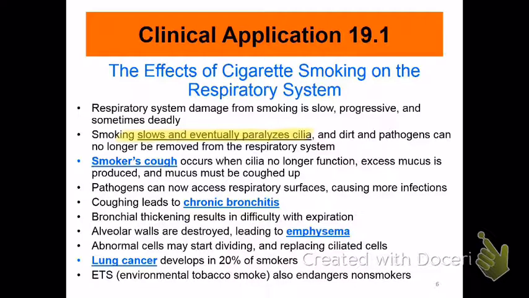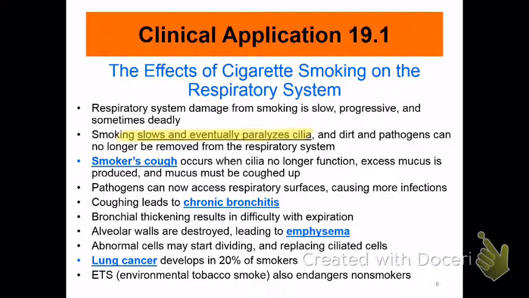There's a smoker's cough. My grandmother, when I would spend the night with her, when she would wake up first thing in the morning, she would sit on the bed, put her feet on the floor, and she would cough and cough and cough first thing in the morning, every morning, and she would cough up this black mucus, like a tar almost, from the cigarettes. So it occurs when the cilia are no longer functioning.